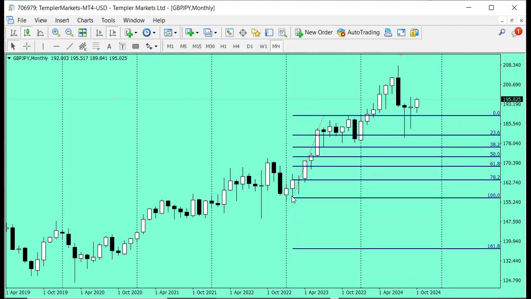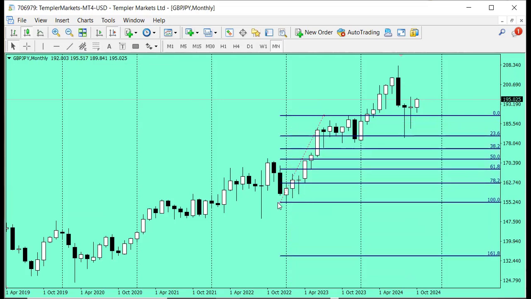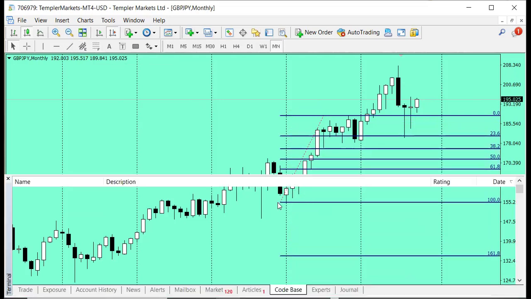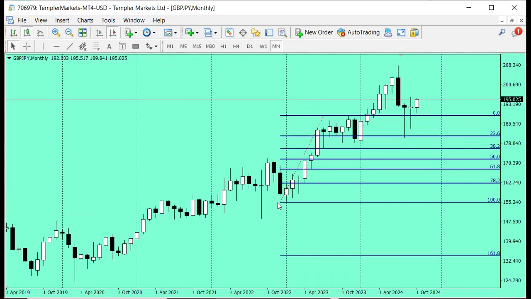Let me mention this, guys. Fibonacci retracement is almost the same as your support and resistance for that matter.